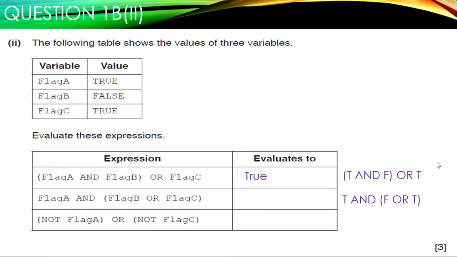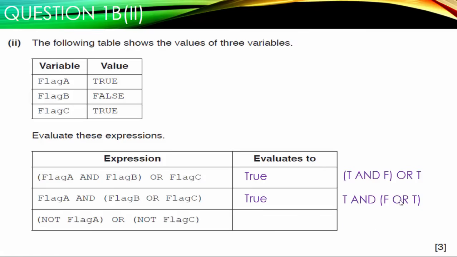Then we take a look at the next one. Here we have T and F or T. So F or T has to be handled first. When we do false or true, the rule for OR is that at least one of them must be true. So here we see one of them is true. So this is going to evaluate to true. What is true and true? As long as both of them are true, it'll evaluate to true as well.